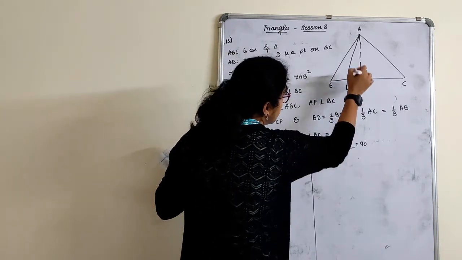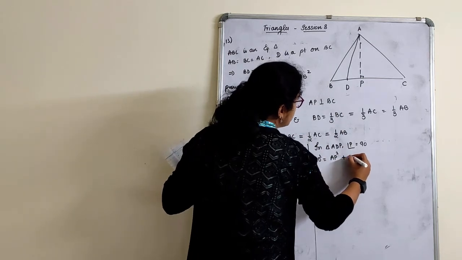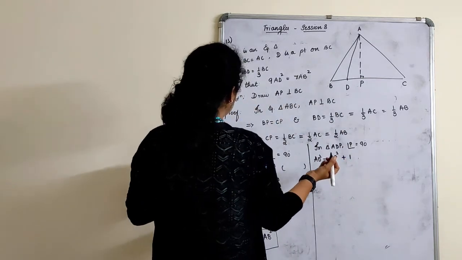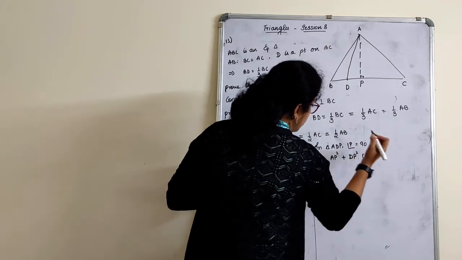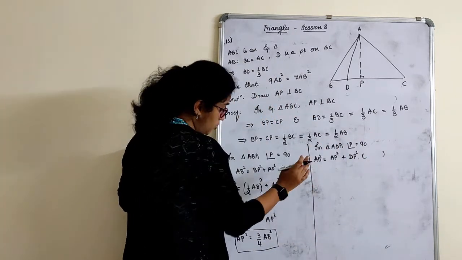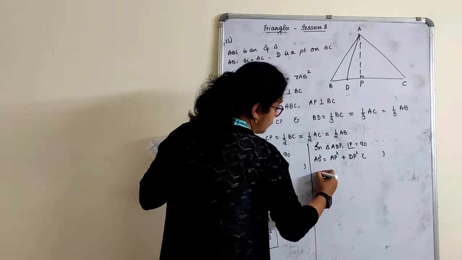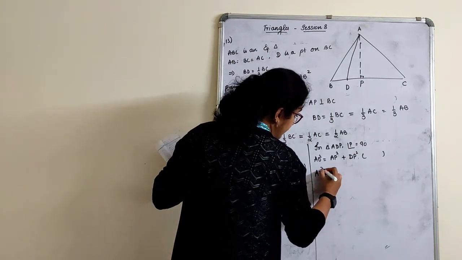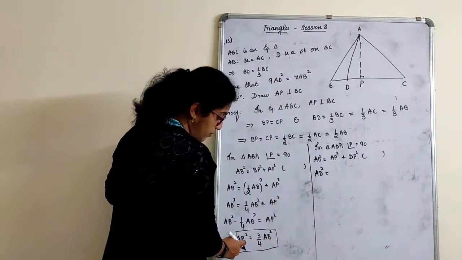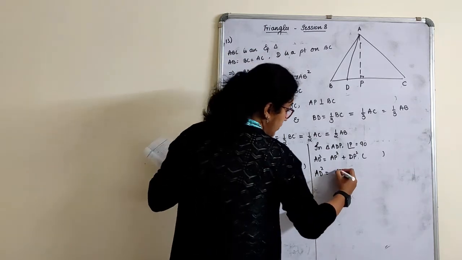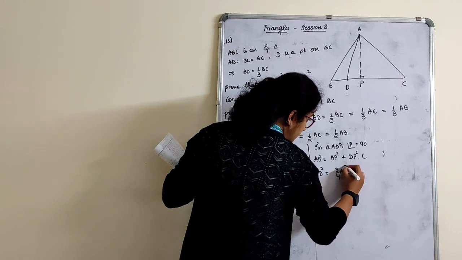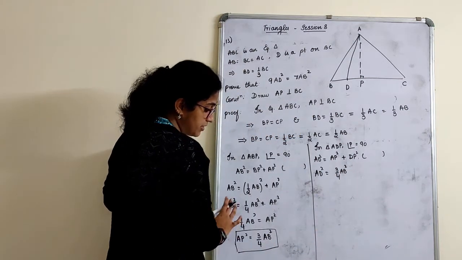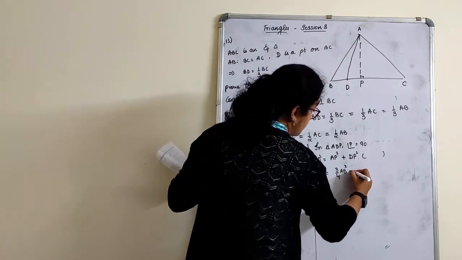So, AD square is equal to AP square plus PD square, or DP square we have. Pythagoras theorem. AD square as it is. We don't have anything for AD square. Keep it as it is. AD square. What is AP square value? 3/4 AB square. Write it. 3/4 AB square. AP square itself is 3/4 AB square as it is.